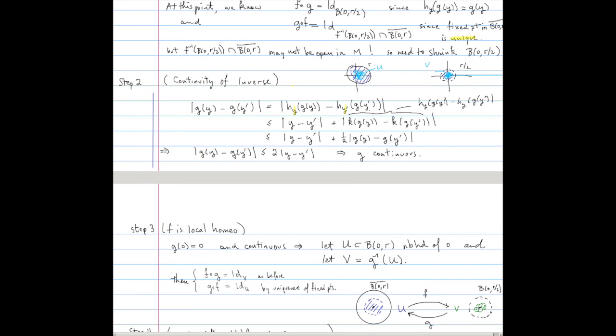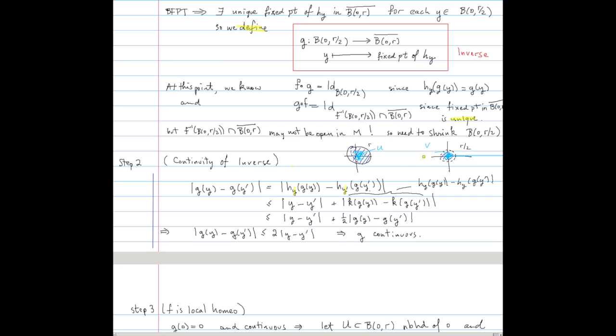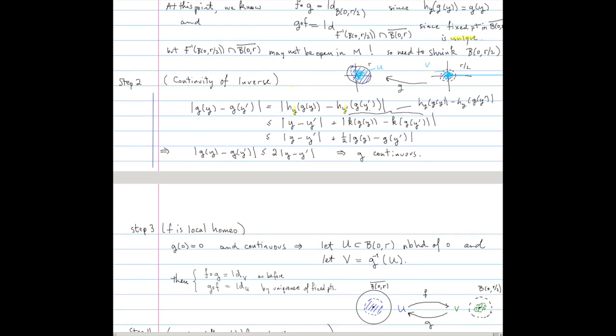Okay, now that G is continuous, we could actually use it to produce, so we have this map G which is going from here to there, right? And so what we could do is take a small open set inside this closed ball, and then take the preimage under G to define V. That would be a way of ensuring that we have an open set which is being mapped to an open set. So we use the continuity of G.